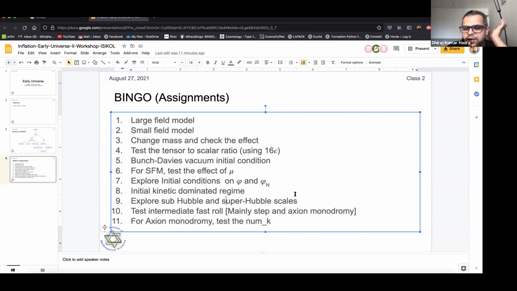Okay, explore the super-Hubble and sub-Hubble scale, just change the NIC condition, etc.